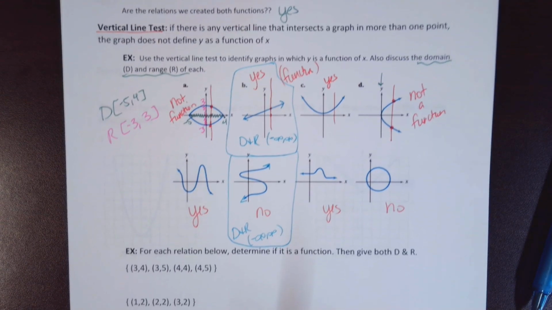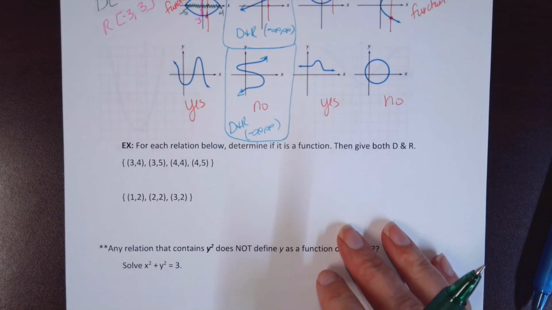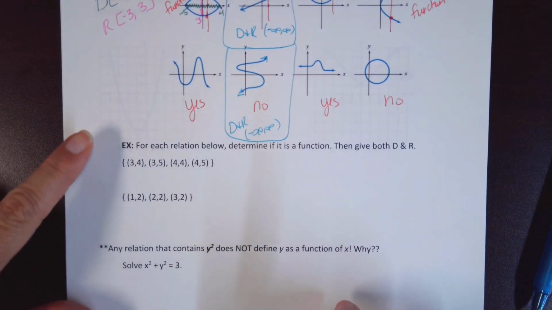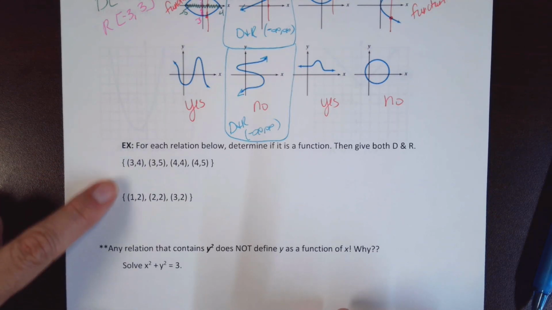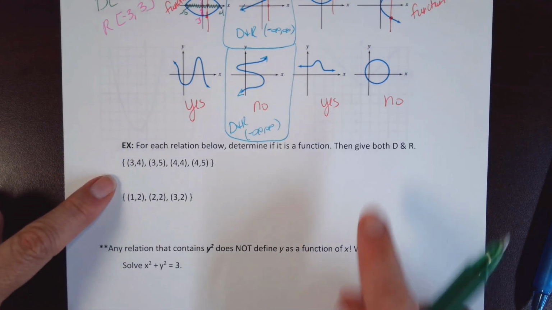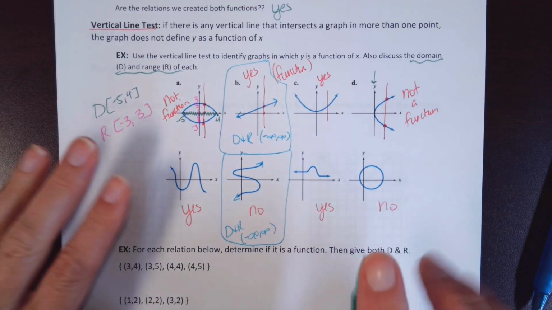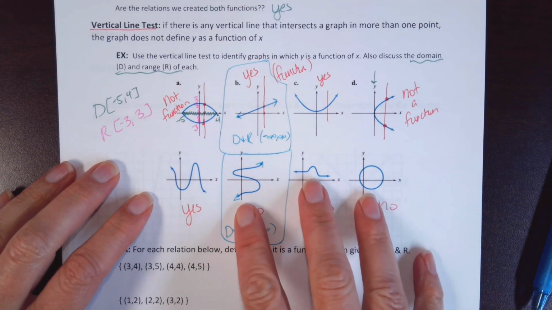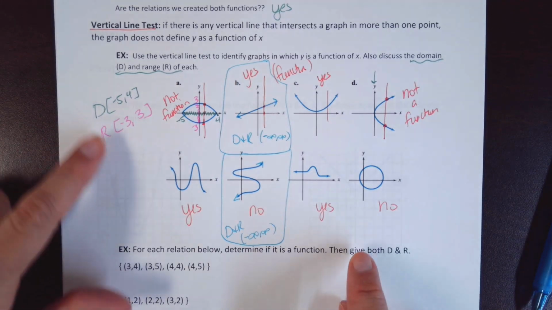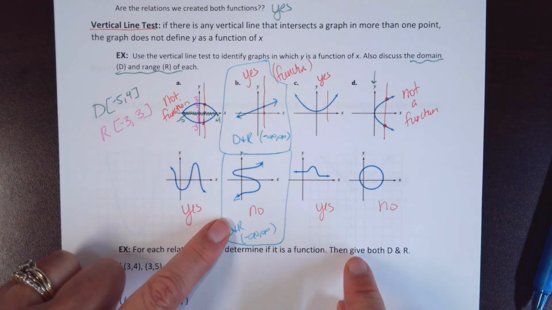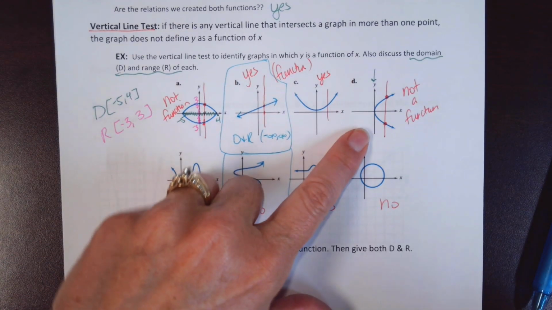Alright, so we've kind of talked about domain and range there. Let's look at these two relations and talk about whether or not these are functions, and then give domain and range for each of these. Now, when I have continuous graphs, my domain and range are going to be represented by intervals. Let's go ahead and do domain and range here.